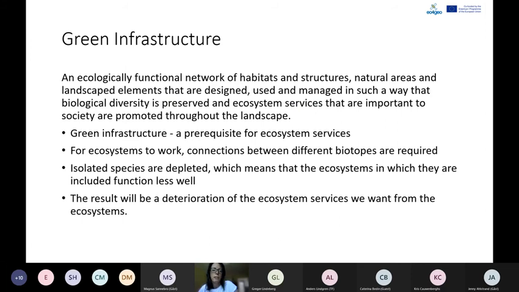So the green infrastructure is thus very important as being an ecologically functional network of habitats. And it's a prerequisite for ecosystem services to exist at all. For the ecosystems to work, connections between different biotopes or habitats are required. And isolated species are depleted, which means the ecosystems in which they are included will function less well. So it's important to be aware of how everything is connected, and keep that in mind during the planning process. If not, the result will be a deterioration of the ecosystem services that we want to have from the greenery.